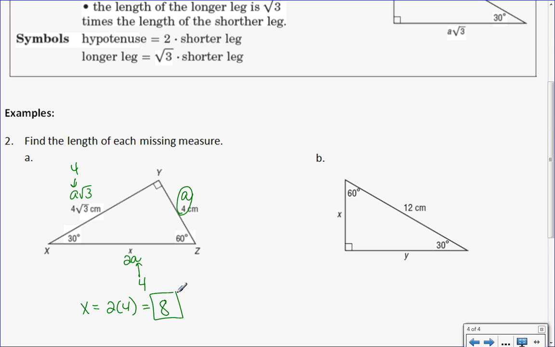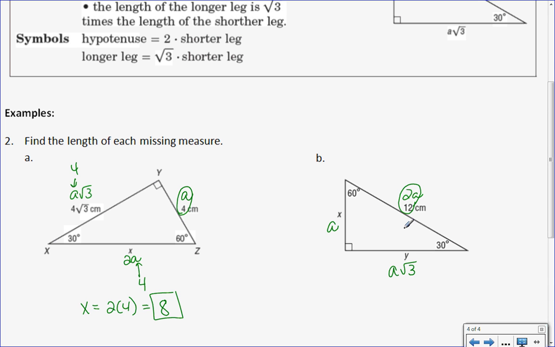Alright, let's do the same thing for B. So again, let's label our sides. So across from the 30-degree angle is the short side, which we label as A. The other leg is the longer leg, which is A square root of 3. And then the hypotenuse is 2A. Okay, here we don't have either of these lengths, but we do have this one. Now this tells me what 2A is equal to, and that's not really useful. I actually want to know what A is equal to.